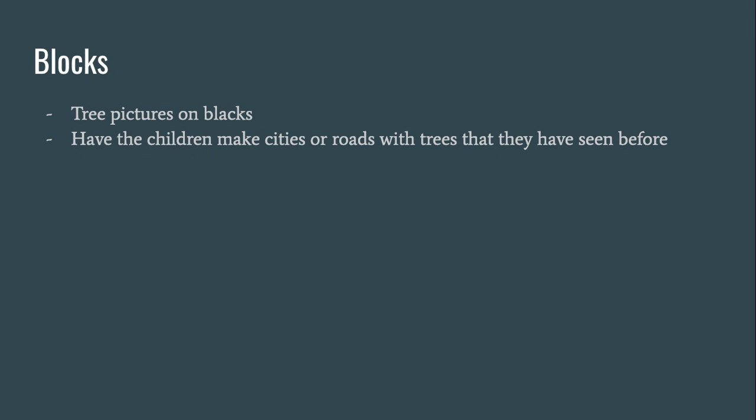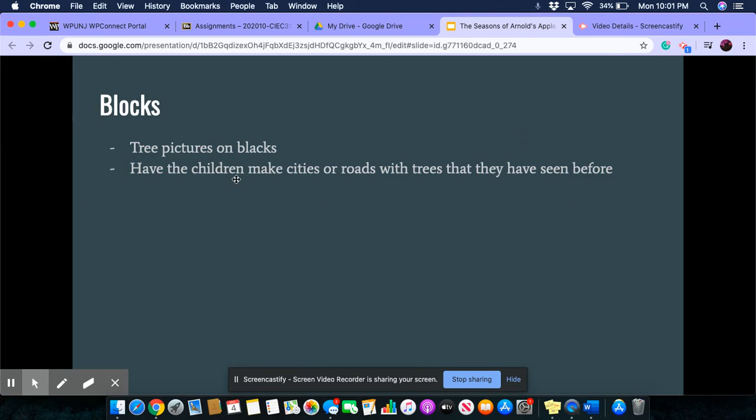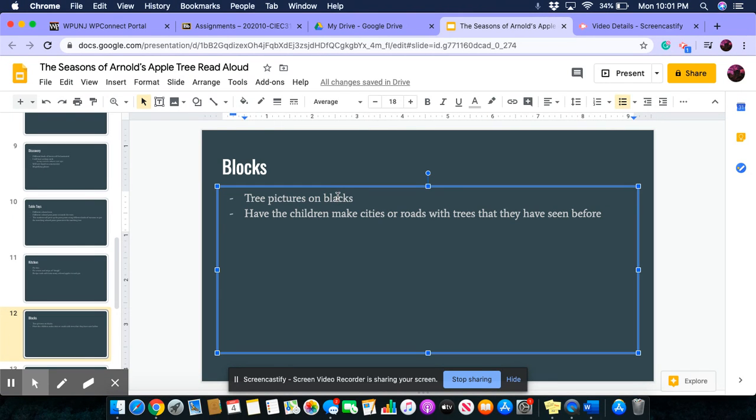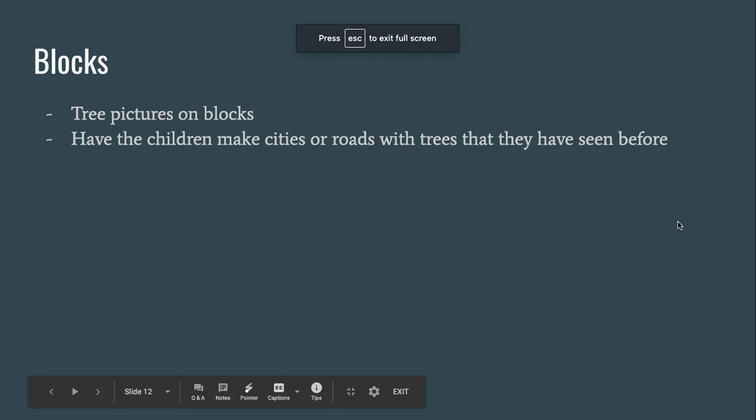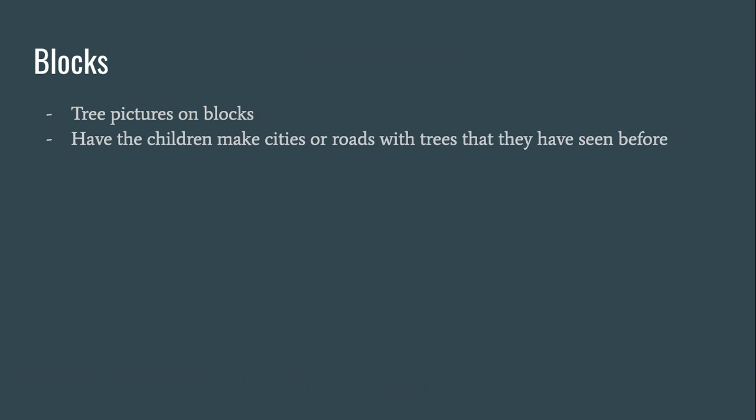For the blocks, I had a harder time thinking of something to do, so we decided to put tree pictures on the blocks, and then have the children make cities or roads with the trees. I had the children make cities or roads with what they're familiar with. So I would ask them, where do you see trees when you go home? What kind of trees do you see? I would try to get them to recreate a road going home or something where they've seen trees before, and incorporate the trees into their building.